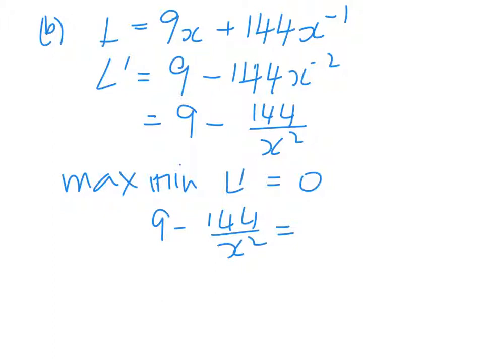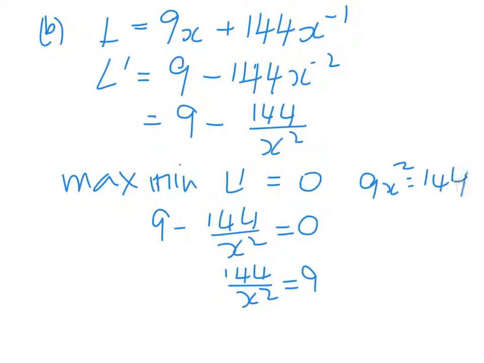That's rubbish. 144 divided by x squared, let me take my time. Then that means 144 over x squared must equal 9. Cross multiply, 9x squared is 144. X squared is 16. So x is plus or minus 4. Now it can't be minus 4, that doesn't make sense in the question. Therefore, the answer is x equals 4.